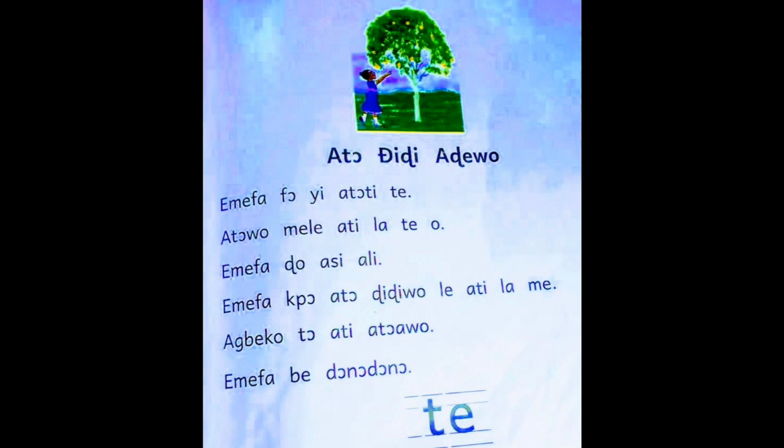Emefa do asi ali. Emefa held her waist. Emefa po ato didio le atilame. Emefa saw some ripe bush mangoes in the tree. Agbeko to ati atoao. Agbeko touched the bush mangoes with a stick. Emefa be Dono, dono. Emefa said, well done.